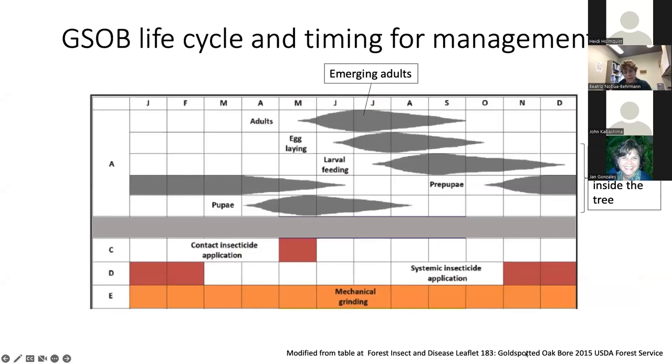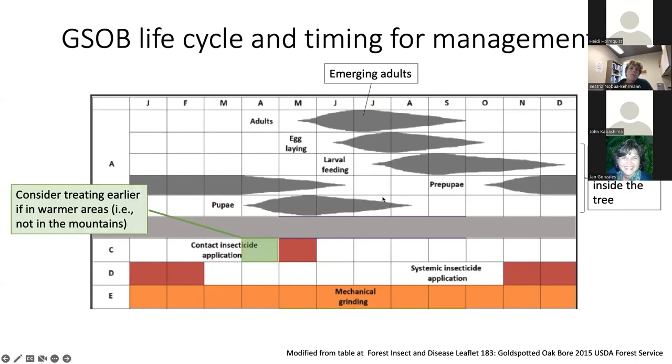And just thinking about the life cycle and when we should be doing our management actions. This is the life cycle of the beetle shown in a slightly different way. These are the months of the year. This shows how the adults start emerging in May, but then June and July is the peak of the emergence, and then it tapers. The egg laying happens a little bit later than that. Then we have larval feeding during the summer and the fall. And then the pupae is how they overwinter, and then they pupate as it starts to get warm again.